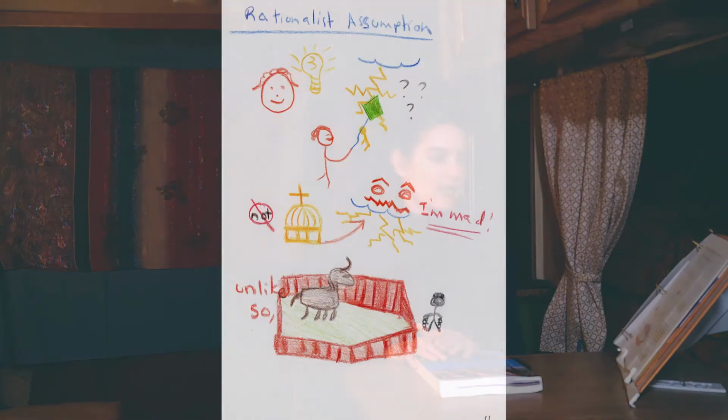So let's go through 3 more of these pictures. Hopefully that will be enough for this video. I'll try and do more later if I can, but not to make this one too long. So we're going to get through 3 more pictures. And so the next picture is rationalist assumptions.